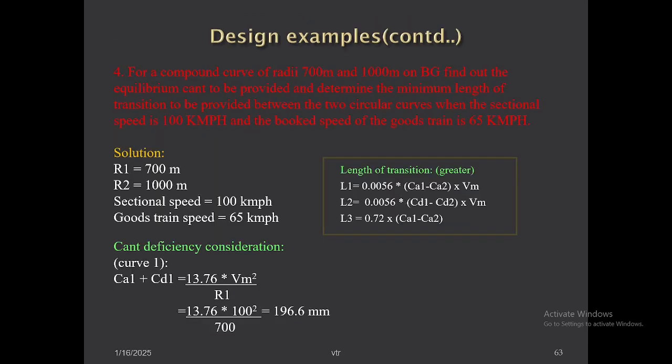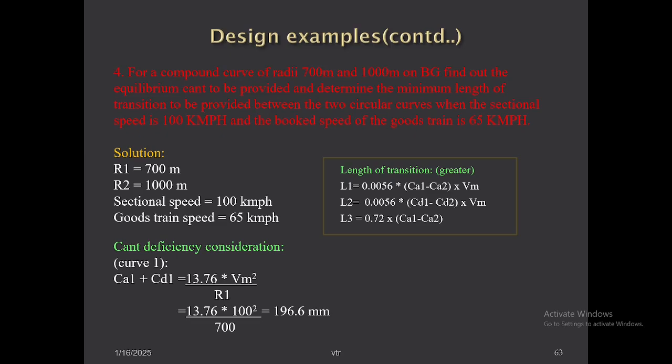Now let's see something about the compound curve. Here in this problem, we have to find out the minimal length of transition to be provided in between the two compound curves. You know pretty well we have already discussed the formula for the compound curve, that is, between the two curves, the approach of curve number 1 and the exit point of curve number 2, we can find out the length of transition.